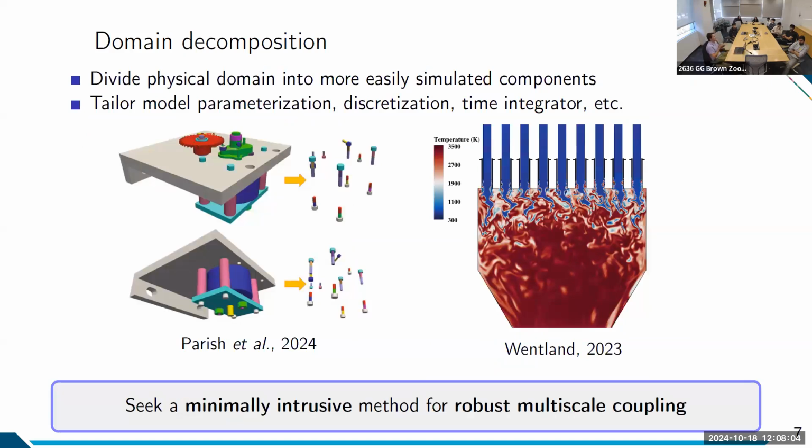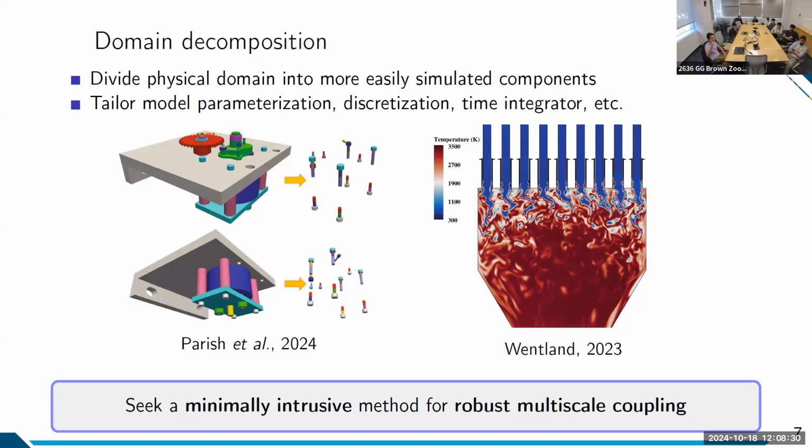And so what typically happens is, if you want to bring all of these subcomponents together, you need to have some sort of domain decomposition strategy that is dividing the physical domain and simulating the components in some very robust fashion. And so, in some instances, that decomposition is very simple.